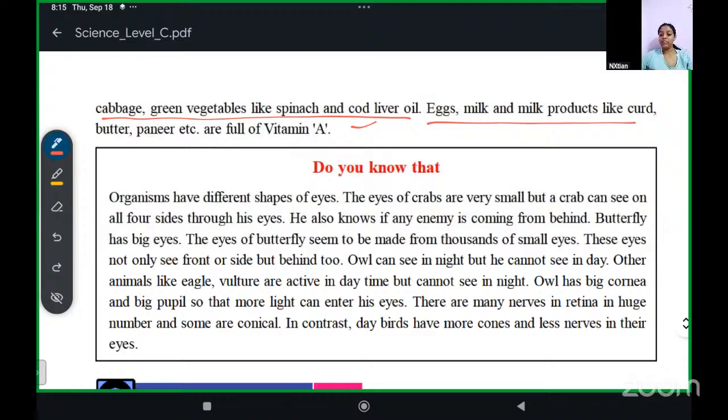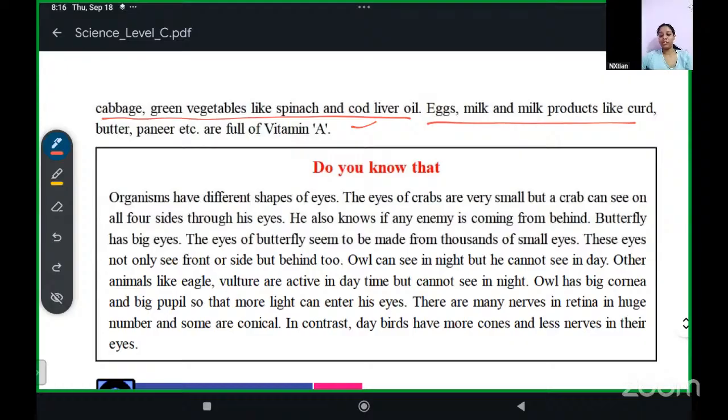An owl can see at night, but it cannot see in the day. Other animals like eagles and vultures are active in the day, but they cannot see at night. An owl has a big cornea and a big pupil, so more light can enter its eyes. That is why the owl is able to see at night. Okay. There are many nerves in the retina in huge number. Some are conical. Owls have more nerves in their eyes.